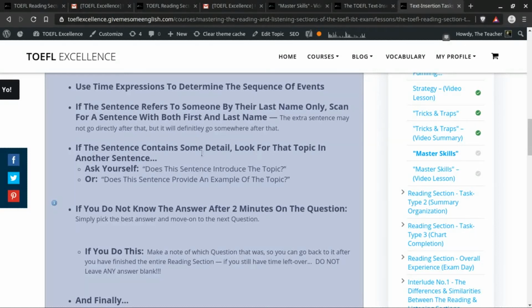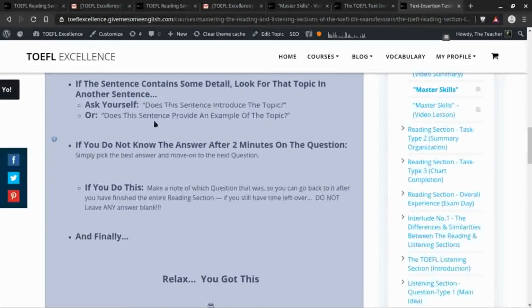So if the sentence contains some sort of a detail or some topic and you're not using pronouns or time expressions, then just ask yourself, does this sentence introduce the topic? And usually if it's introducing the topic, it will be rather clear. Or does it possibly provide an example of the topic? Now, you won't necessarily know that for sure until you scan through the reading passage to find another part where that topic is mentioned. Then it will become clear if the extra sentence is providing an example of the topic that they're talking about or just giving more information about it. If that's the case, then the extra sentence will almost always go after.